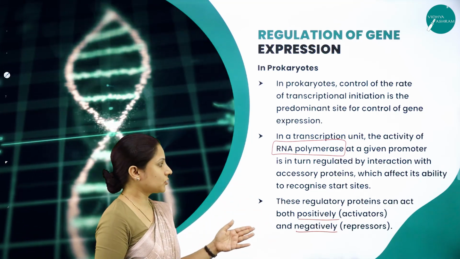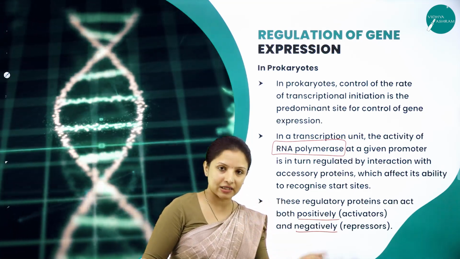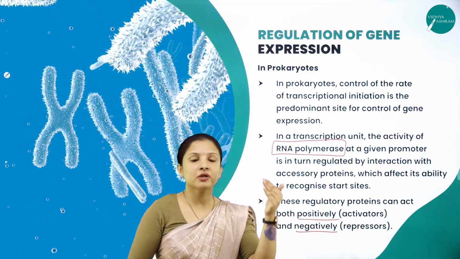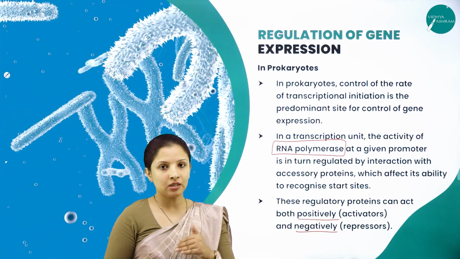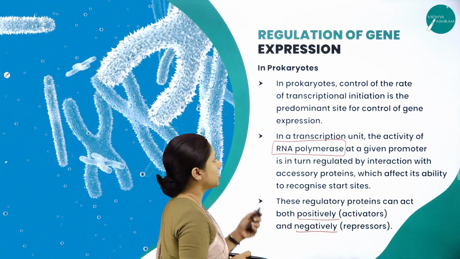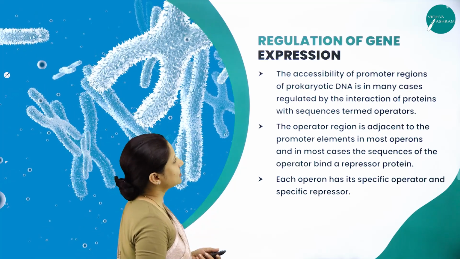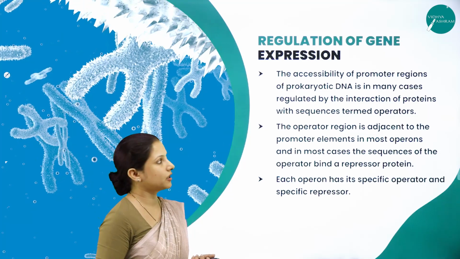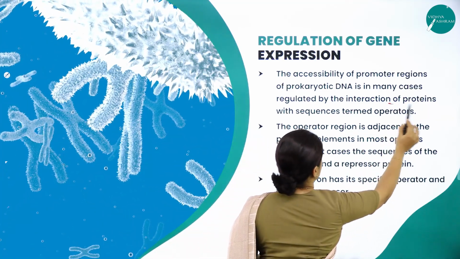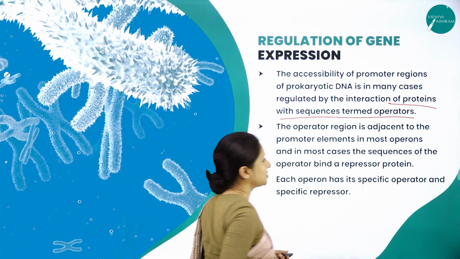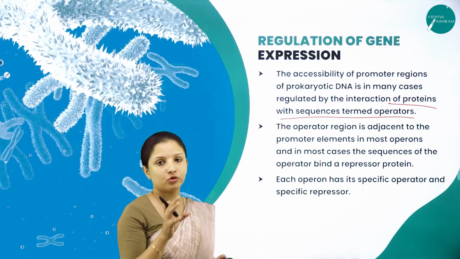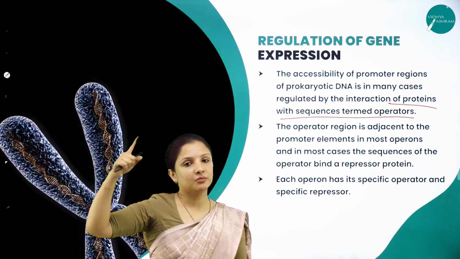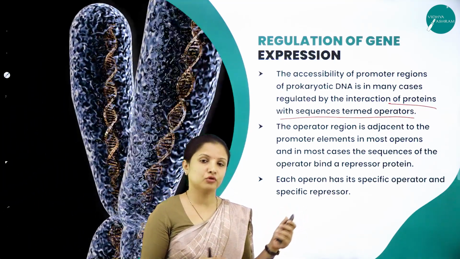So these regulatory proteins can act as activators which activate gene expression, or as repressors which inhibit or suppress gene expression. We'll study about that. The accessibility of the promoter region of prokaryotic DNA is in many cases regulated by the interaction of proteins with sequences termed operators. There are some operator regions present. If the repressor protein goes and binds, you'll study about that in the lac-operon concept, and you'll be clear about that.